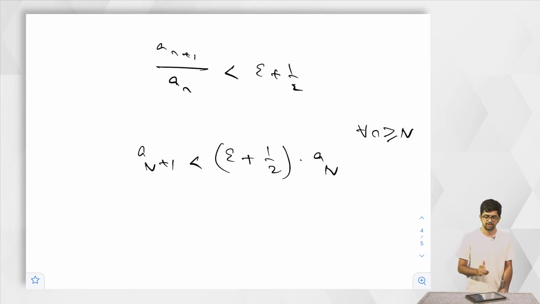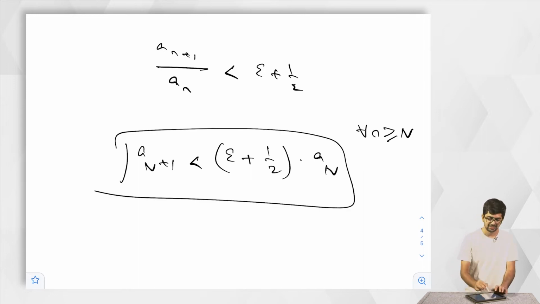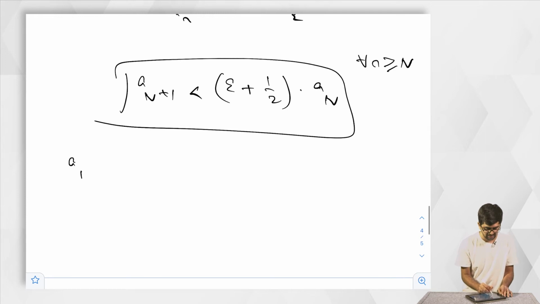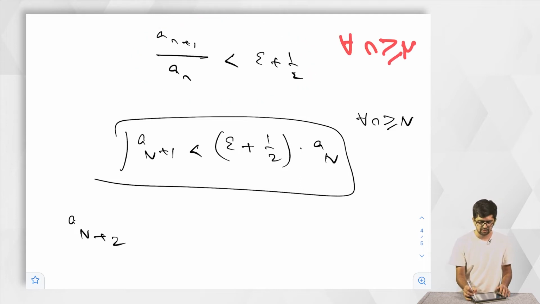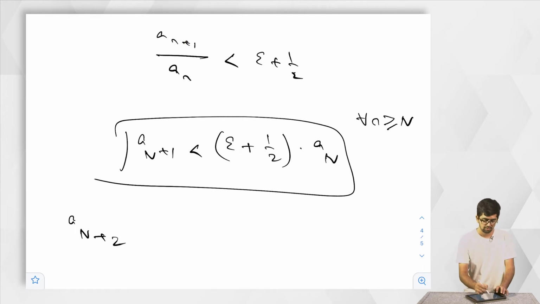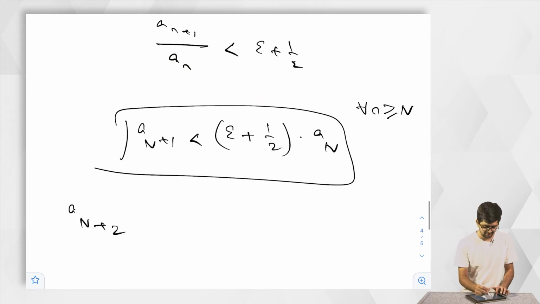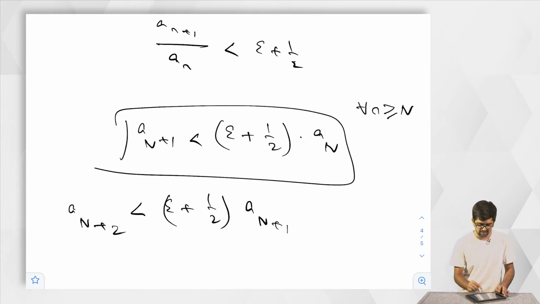Right? In particular this is the case. Now let us look at a_{n+2}. This is true for every n greater than or equal to N. In particular, when n is equal to capital N plus 1, this should be true. So think of this n as n plus 1, then this n will go here, and we will still have the same thing: a_{n+2} less than (epsilon plus 1/2) times a_{n+1}.